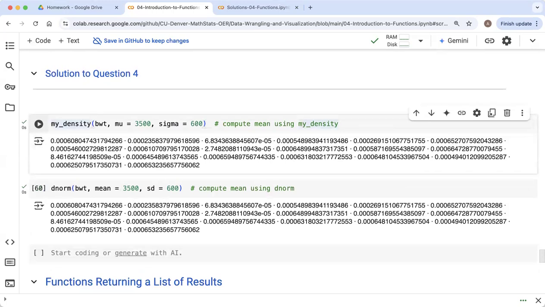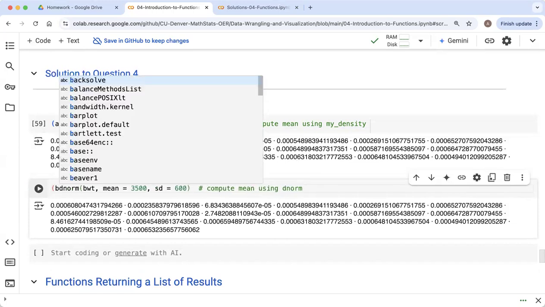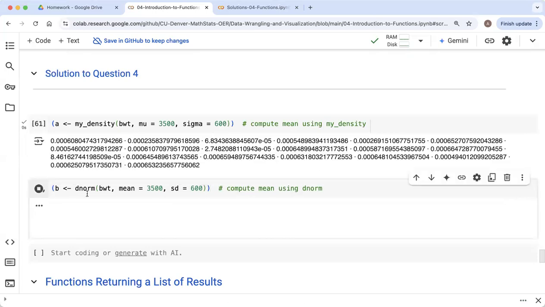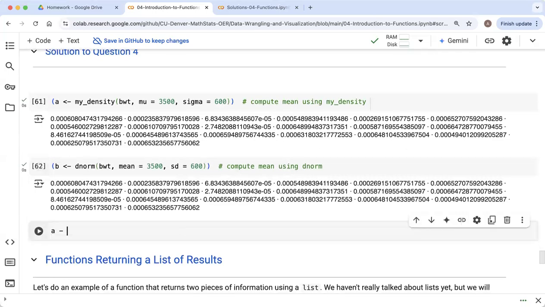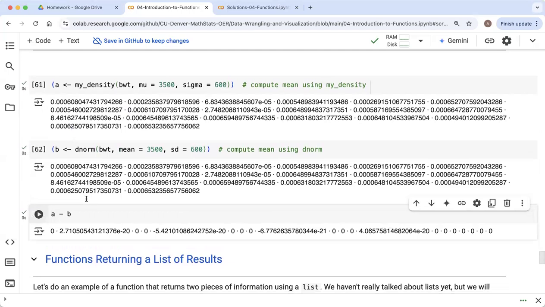Perhaps a nice way of testing this out would be to store the stuff in the first code cell to a vector A. Let's store the stuff in the second code cell to a vector B. We'll still print it out to the screen. And now let me take the difference in these two vectors, and hopefully we get zeros. And you can see we are getting, for the most part, zeros.